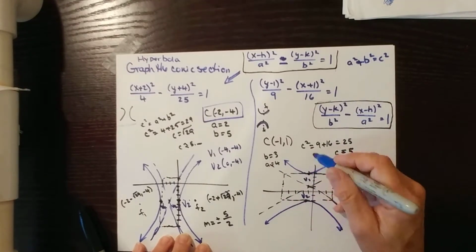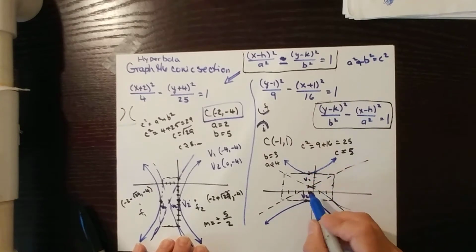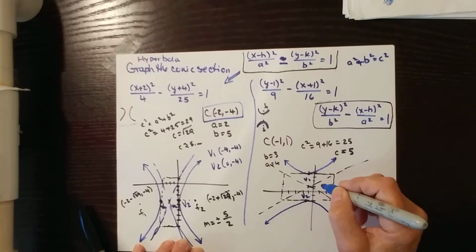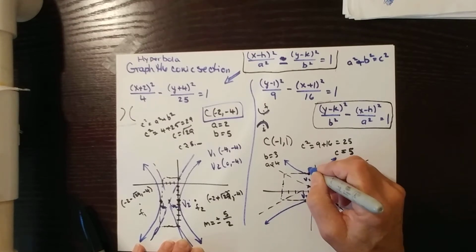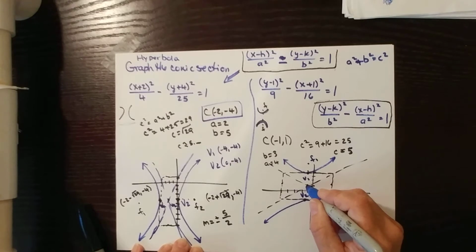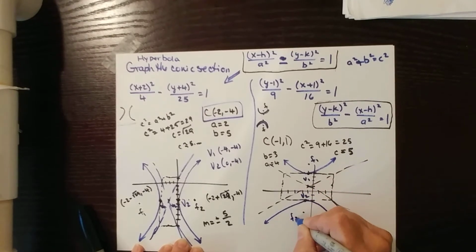The foci will be in line here. They're going to be 5 units from the center. Well, if the center's at -1, 1, that means I'm going to go up 5 units. So I go up, let's see, 1, 2, 3, 4, 5. There's my first one. I'm going to go down 5 units. 1, 2, 3, 4, 5. There's my second one.